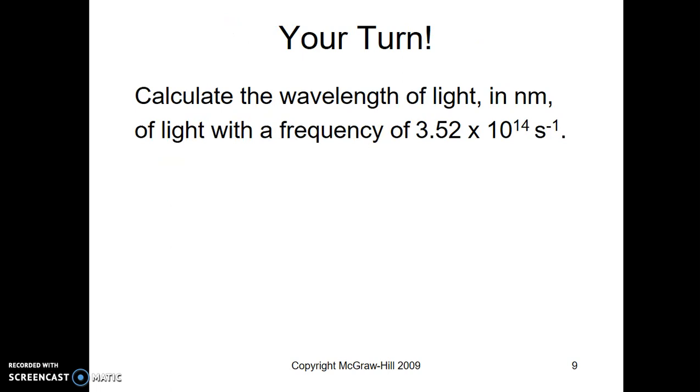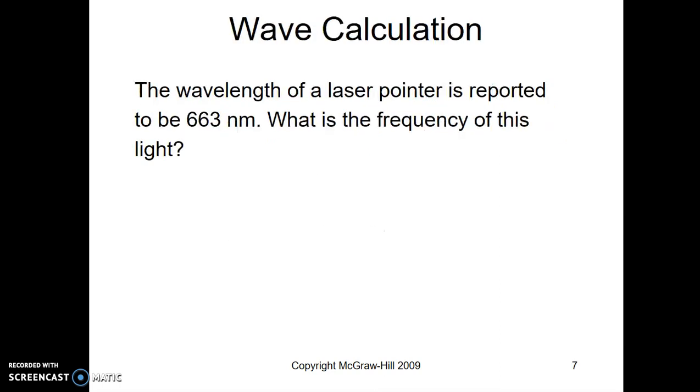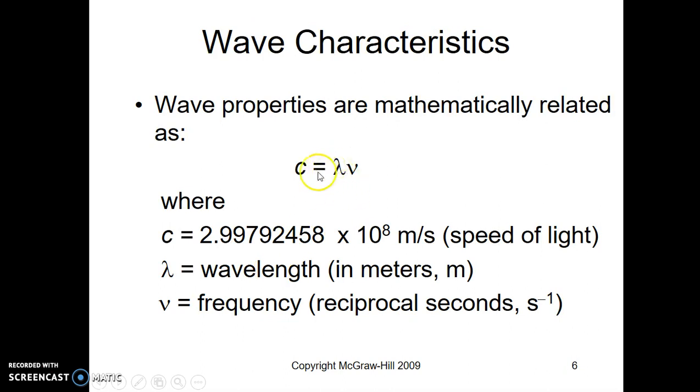Okay, here's your turn. Calculate the wavelength of light in nanometers with a frequency of 3.52 times 10 to the 14th waves per second. All right, so a little bit of advice. You're going to have to take this equation and solve it in terms of lambda, so it's in terms of your wavelength.